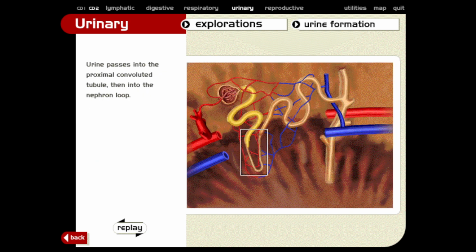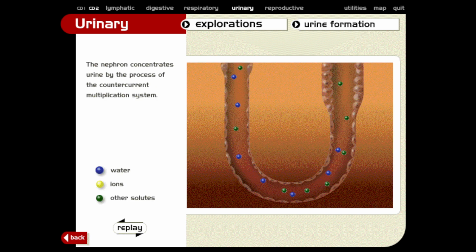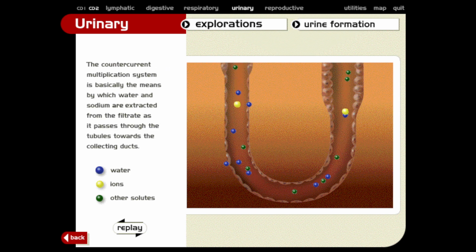Urine passes into the proximal convoluted tubule, then into the nephron loop. The nephron concentrates urine by the process of the countercurrent multiplication system. The countercurrent multiplication system is basically the means by which water and sodium are extracted from the filtrate as it passes through the tubules toward the collecting ducts.